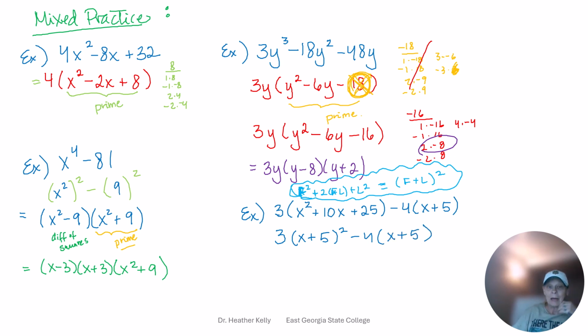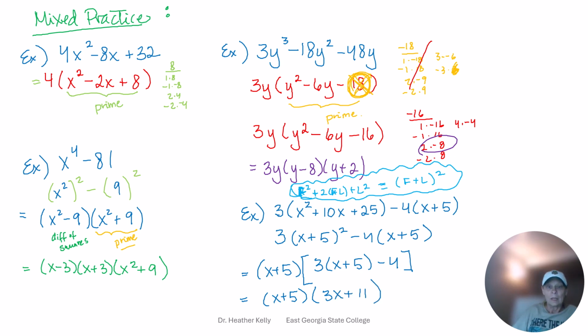Okay, and now here you can just factor, common factor here. And what's common is the x plus 5. And that leaves us with 3 times one of the x plus 5s minus that 4. And then we can clean this up. That's 3x plus 15 minus 4 gives us 3x plus 11.